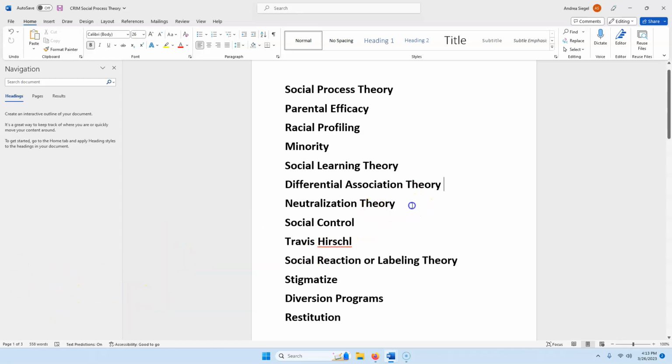Neutralization theory was formulated by Gresham Sykes and David Matza. It stresses that youths learn mental techniques that enable them to overcome societal values and hence break the law. This is another social learning theory. Differential association was one. Neutralization is another I'd like you to know. So youths learn mental techniques that enable them to overcome societal values and break the law.